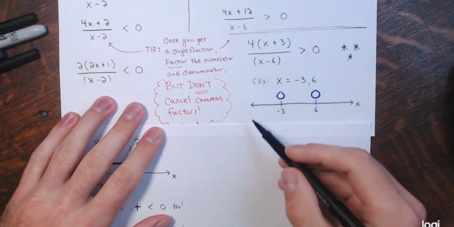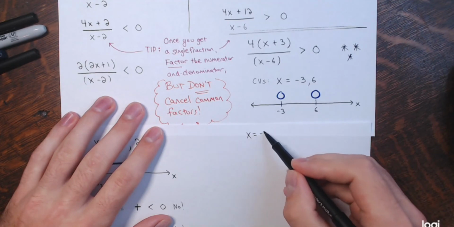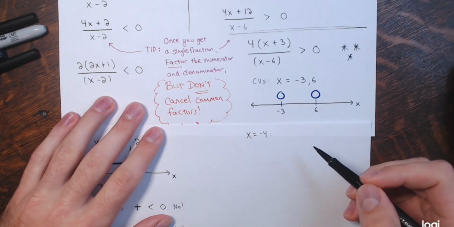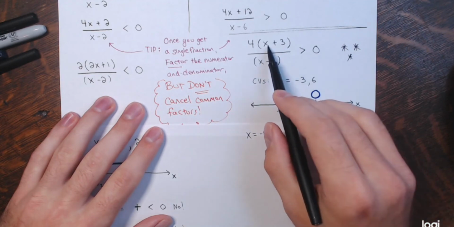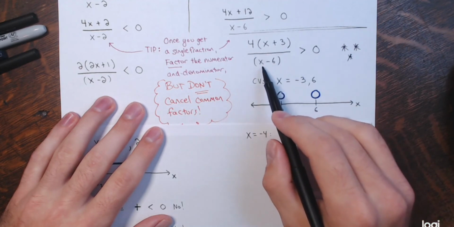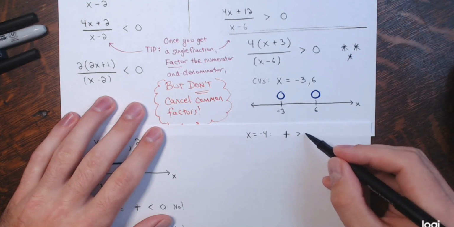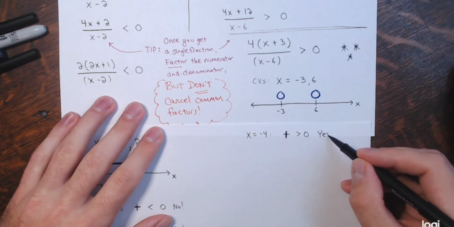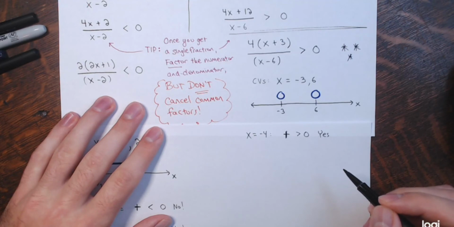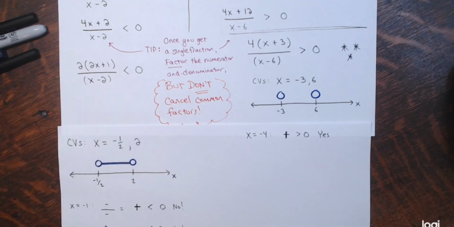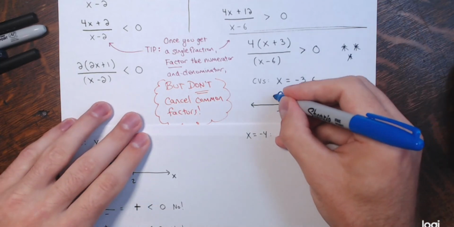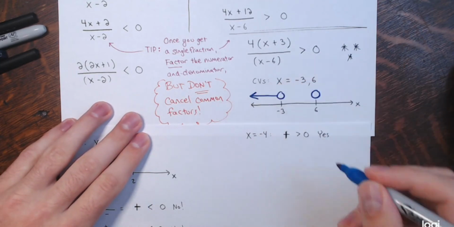To the left of -3, how about -4? Now if x is -4, the numerator would be negative, the denominator would be negative, so you have a positive number on the left. And is that greater than 0? Absolutely. Right. So the numbers to the left of -3 are solutions, and I'll indicate that in my graph.